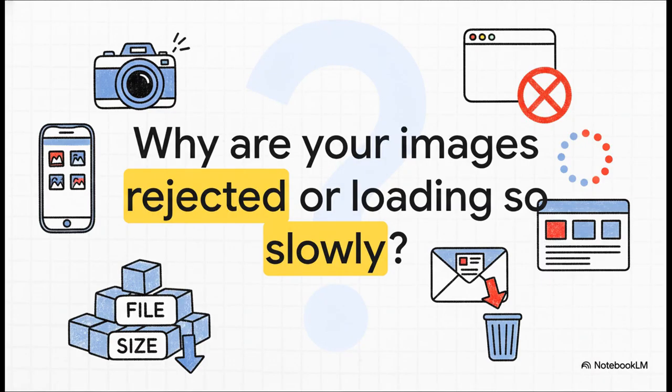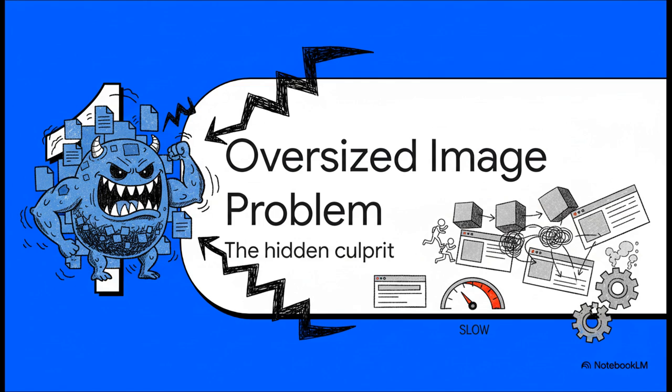You've got the absolute perfect photo for your blog or your social media, but the website just says, nope, your email bounces it back saying it's too big, or it takes like an eternity to load. You're definitely not alone, and the culprit is almost always the same thing. It's file size. So let's dive in and meet the villain of our story, the oversized, unoptimized image file.